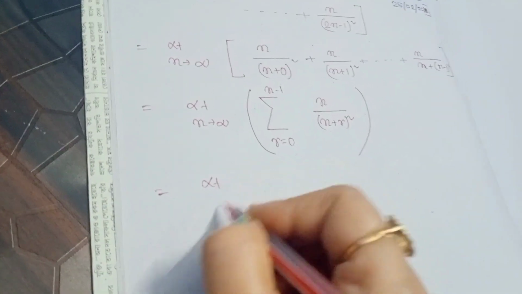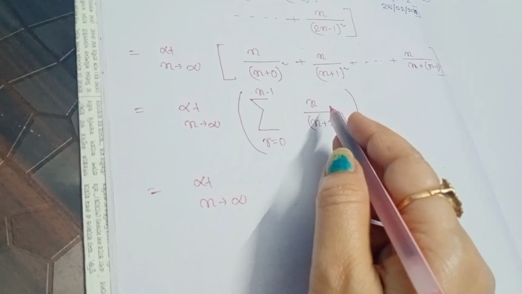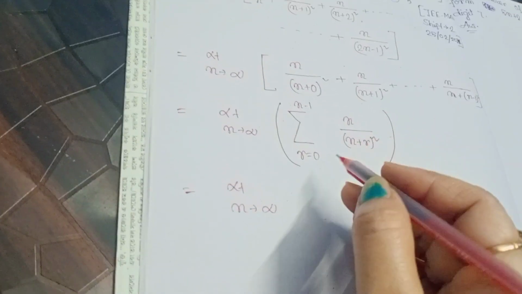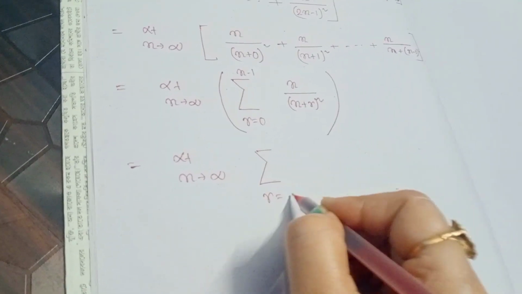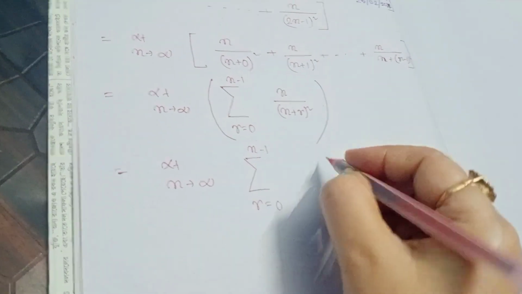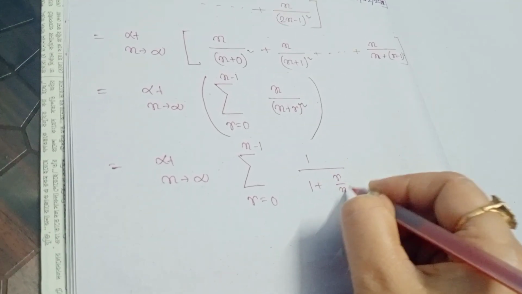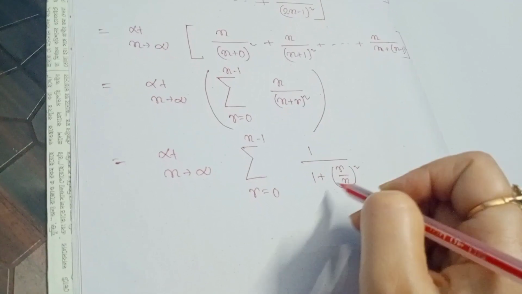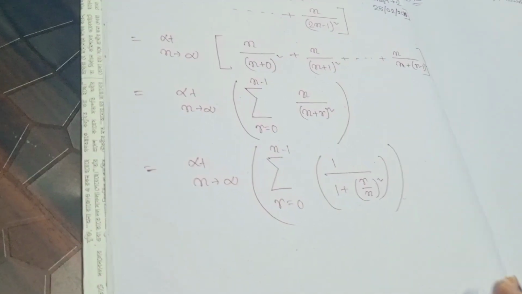Now when we do some simplification and put the lower limit and upper limit, here we get the summation r equal to 0 to n minus 1 of 1 divided by (1 plus r by n) whole square, times 1 by n, and this is in the bracket.